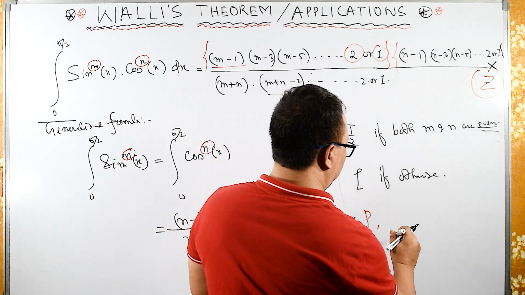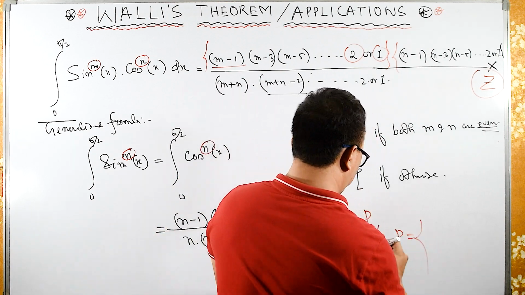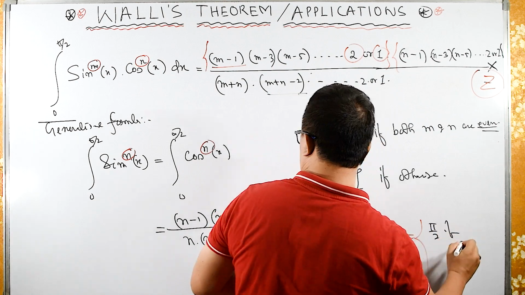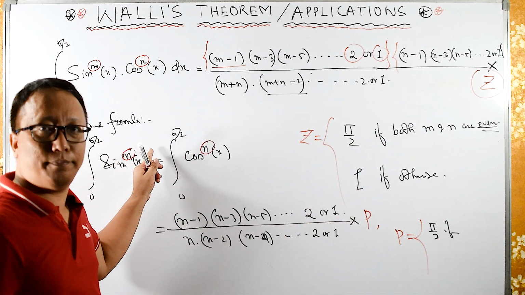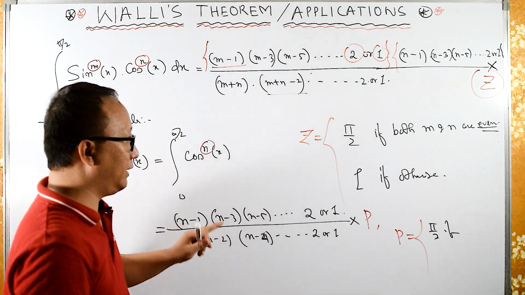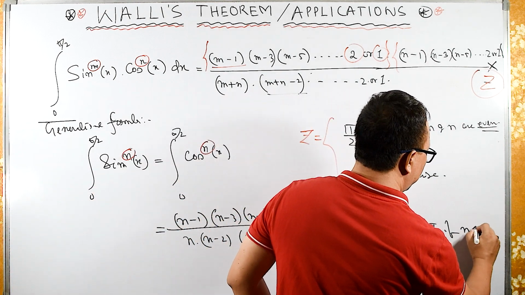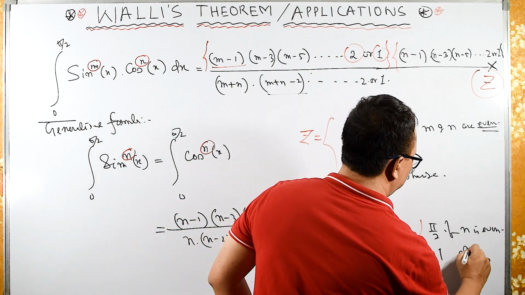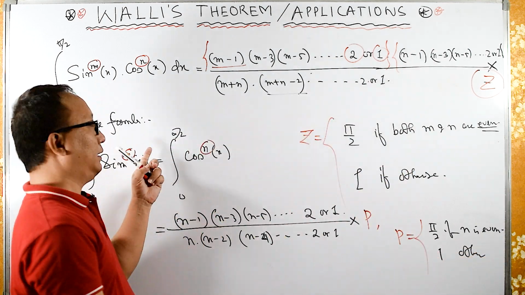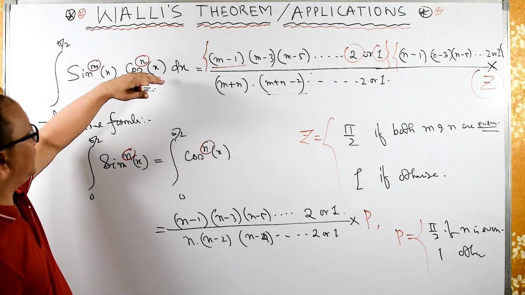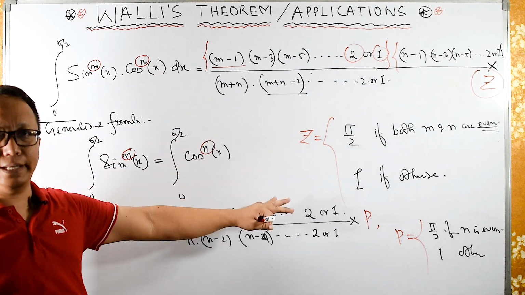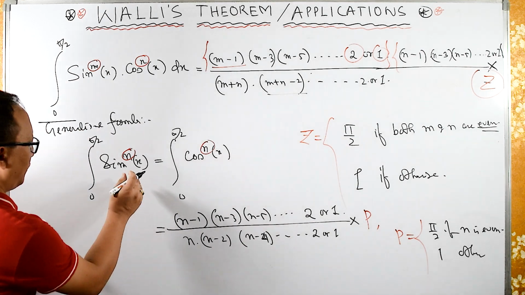P will be pi by 2 if this particular n is an even number, and 1 otherwise, that is, if it is odd. So I am generalizing from this formula to this formula. Everyone can find it easily. So let's take an example for this.